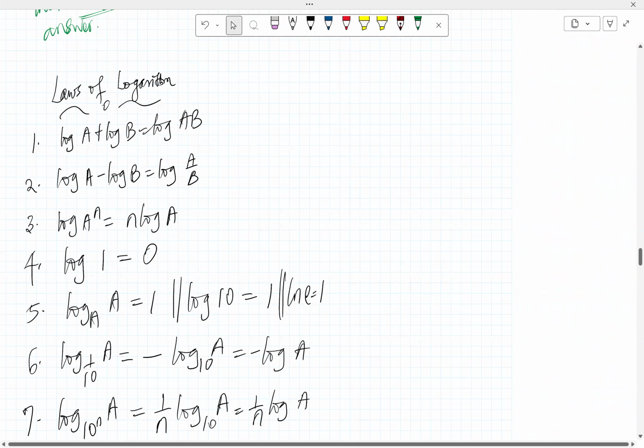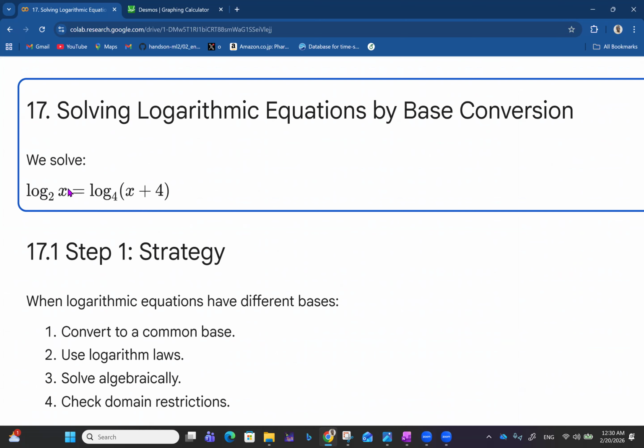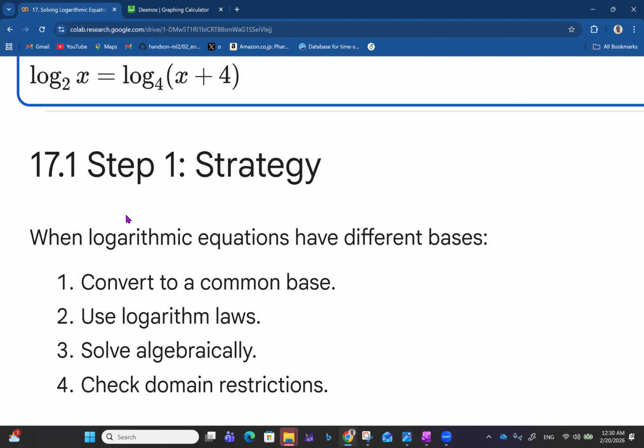With that in place, we go on to solve log x to base 2 equals log to base 4 of (x plus 4). You can already see that this is log x to base 2. So log to base 4, based on that rule, is log to base 2 squared, and that'll be half log (x plus 4) to base 2, something like that. So our strategy, like we said, is to convert to a common base, use logarithm laws, solve algebraically, and then check domain restrictions.